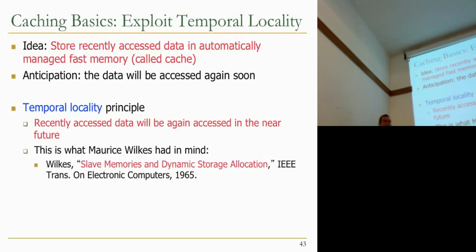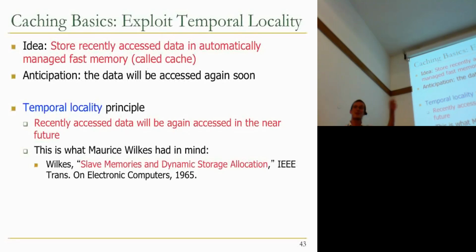And actually, if you have one paper to read tomorrow, I'm changing it. Read this one. This is Maurice Wilkes' cache paper. It's much shorter. He called it Slave Memories and Dynamic Storage Allocation. It's 3 pages, I believe. You can find it on the web. If you cannot, send me an email. But this is what he had in mind when he designed it.